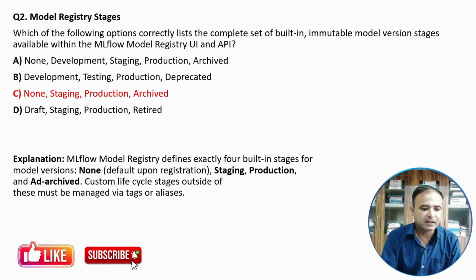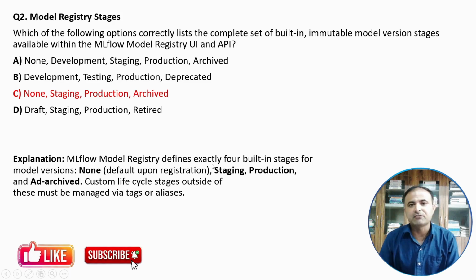Here I just want to explain that the MLflow Model Registry defines exactly 4 built-in stages. None, which is the default upon registration, Staging, Production, and Archived. Any custom lifecycle stage outside of this must be managed by tags. Normally, if we are talking about dev, stage, and prod, but for the model registry stages, it is a little bit different.